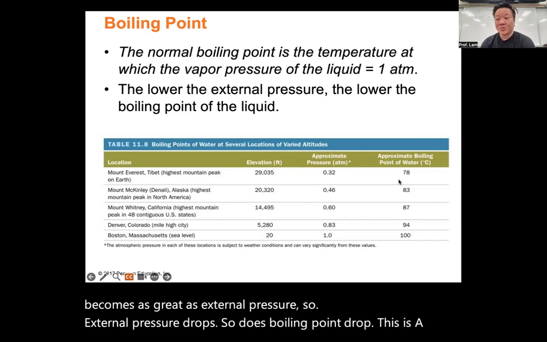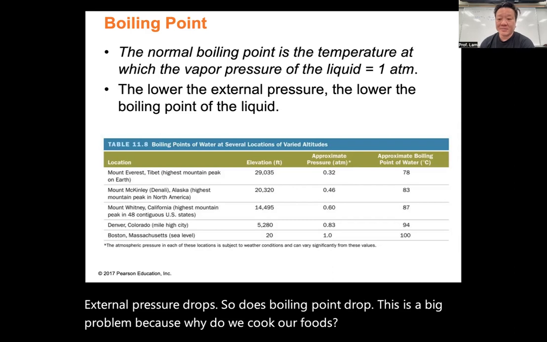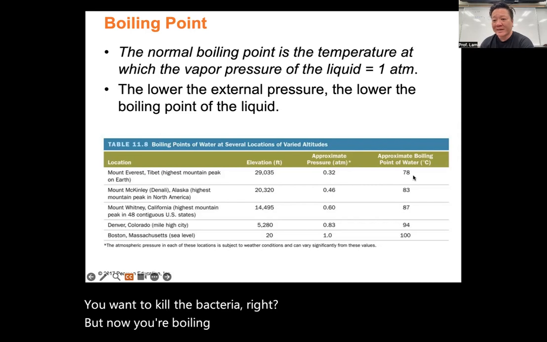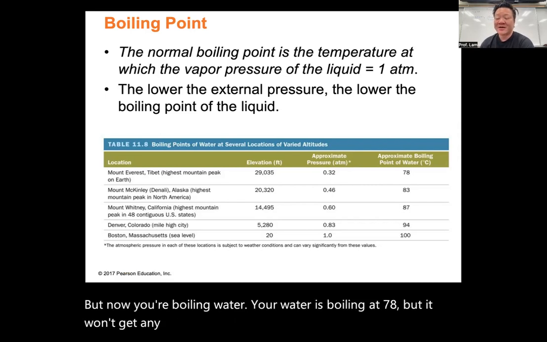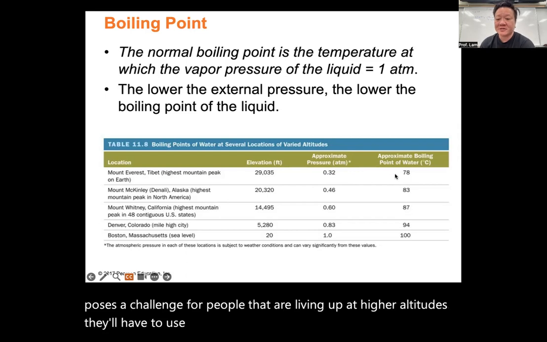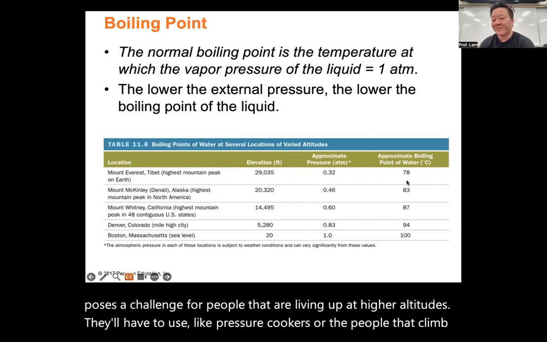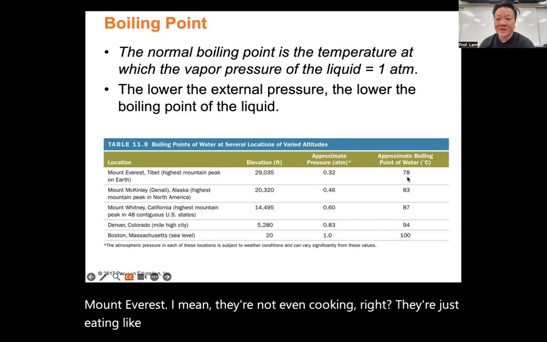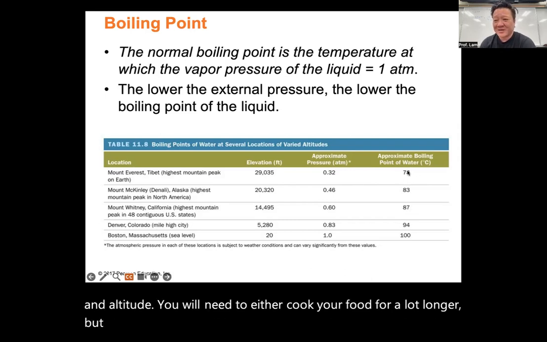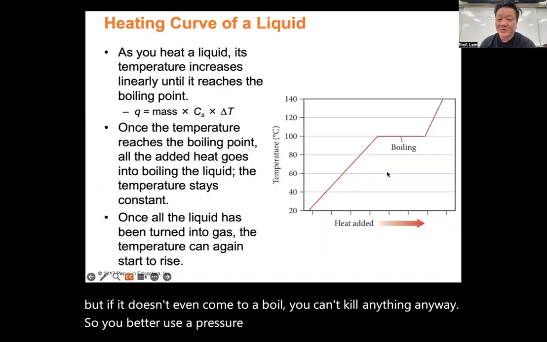This is a big problem because why do we cook our foods? You want to kill the bacteria. But now you're boiling water, your water is boiling at 78, but it won't get any hotter. So how's it going to kill bacteria? It poses a challenge for people living at higher altitudes. They'll have to use pressure cookers, or the people that climb Mount Everest, they're not even cooking, they're just eating dehydrated food. But let's say you do want to cook food at altitude. You could cook your food a lot longer, but if it doesn't even come to a boil, you can't kill anything anyway. So you better use a pressure cooker.